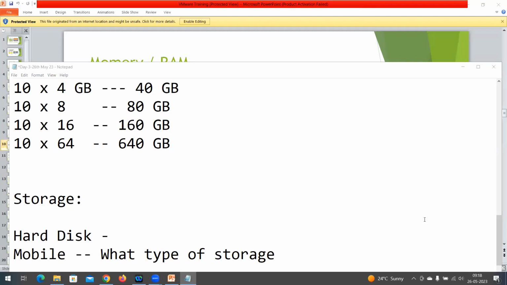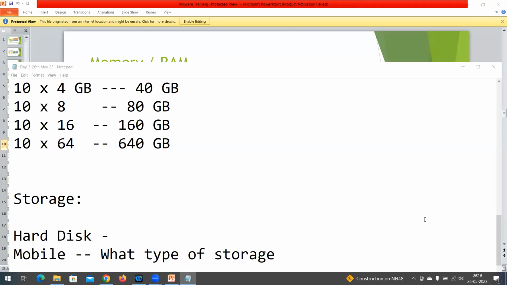Many types of hard disks, but I'm aware of HDD, SSD, NVMe, and Octal. Okay, very good. So we know the traditional hard disk. We connect the traditional hard disk, external hard disk, and earlier we used to use the pen drive and SSD. These are the general terminologies we are going to use.